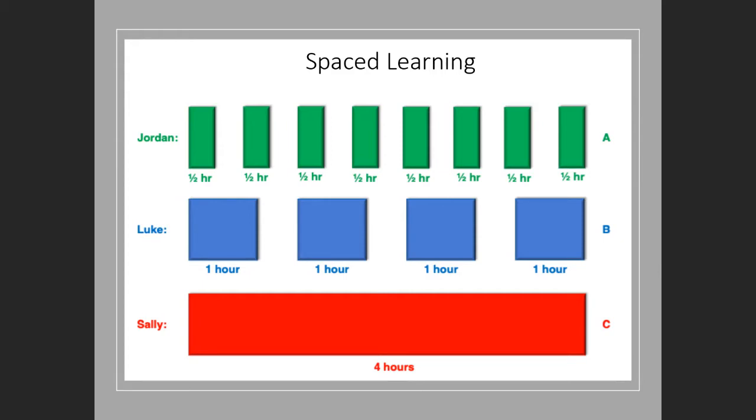And then we have Luke, who spends the same amount of hours in totality, 4 hours, but Luke breaks them up into 1-hour study sessions. And then Jordan spends the same 4 hours, but breaks them up into half-hour sessions. And so you'll see on the right-hand column these letters A, B, and C. I don't want you to take that as the letter grade they will earn, but conceptually Jordan, who spaces his learning into smaller sessions, is going to earn and have better mastery than Luke and Sally, who tend to condense or cram their sessions.